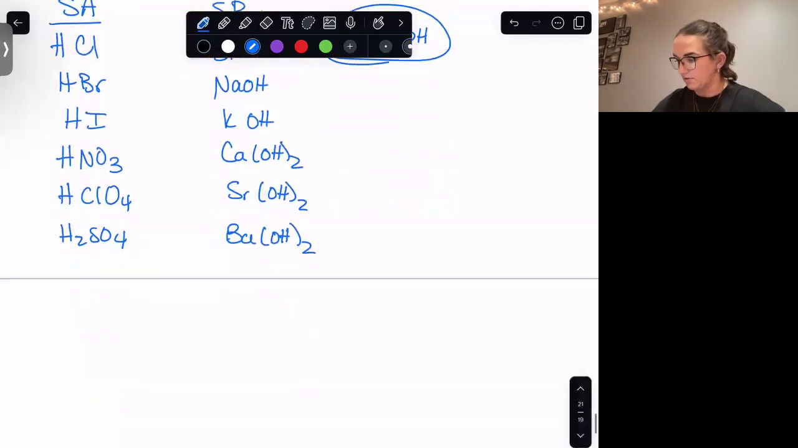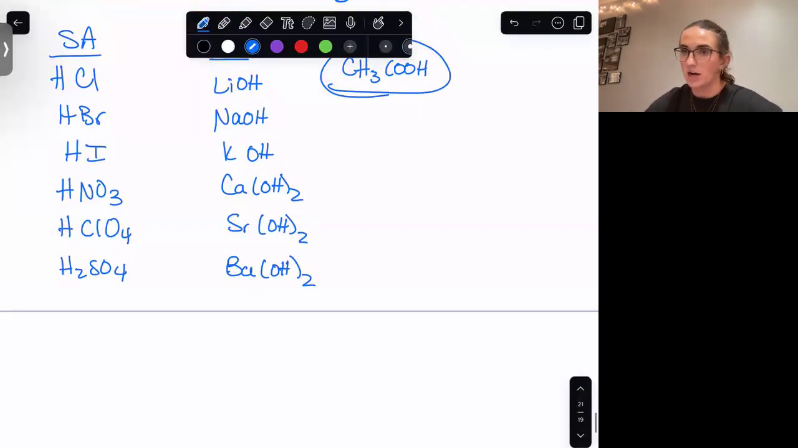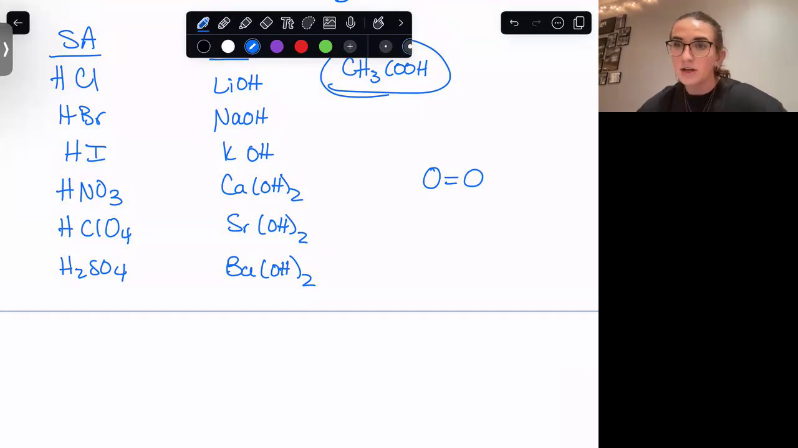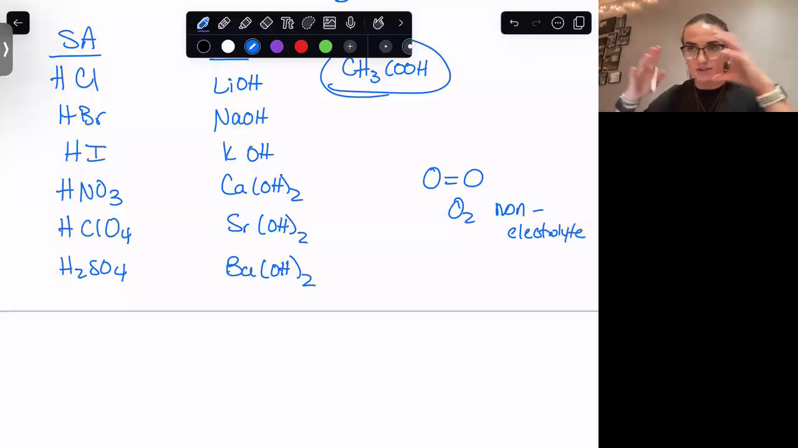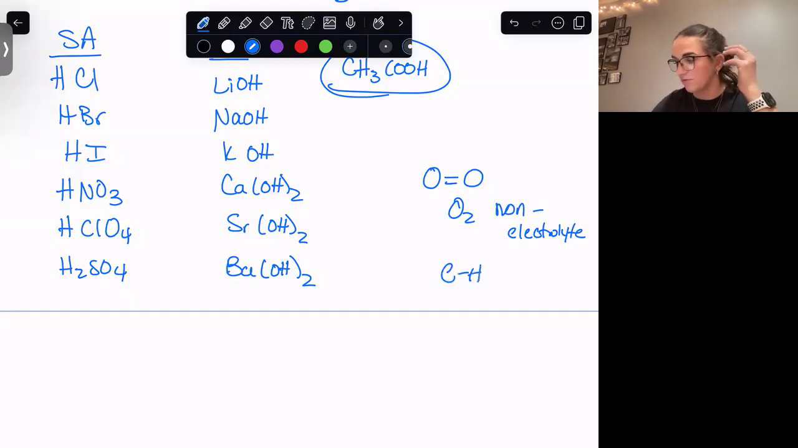So something like oxygen, right? Double bonded oxygen dissolved in water will not dissociate. This would be O2, a non-electrolyte. It just stays as that oxygen compound. Or a hydrocarbon like ethane, C2H6, right, is not going to dissolve and break apart into ions. It'll just stay as this compound, and so that's a non-electrolyte.